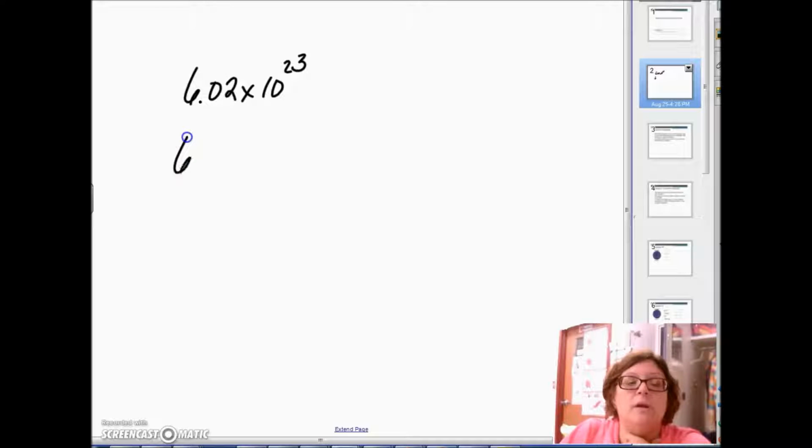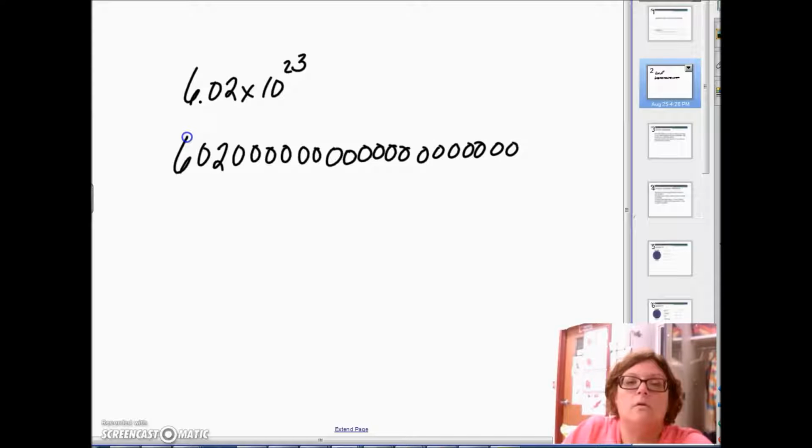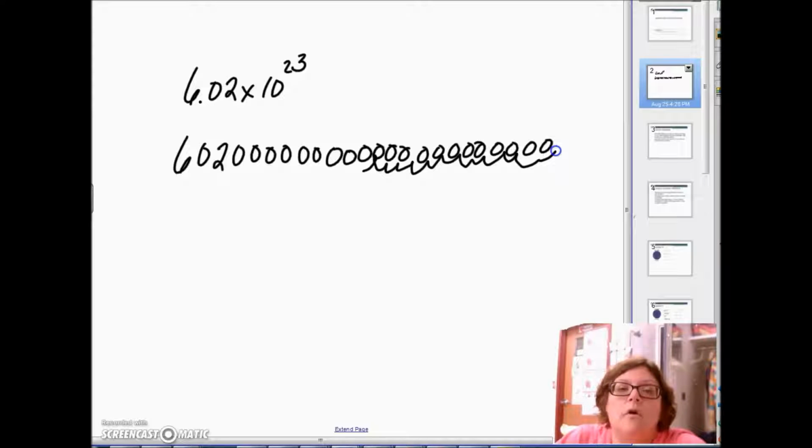What that really means is moving the decimal 23 places. 1, 2, 3, 4, 5, 6, 7, 8, 9, 10, 11, 12, 13, 14, 15, 16, 17, 18, 19, 20, 21, 22, 23. Okay? Much easier to write shorthand.